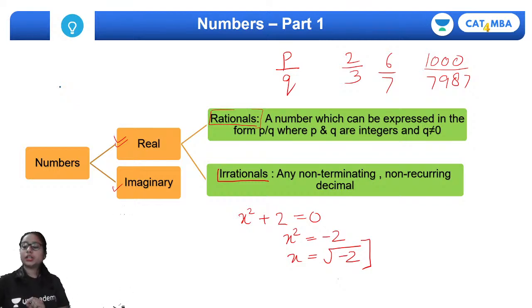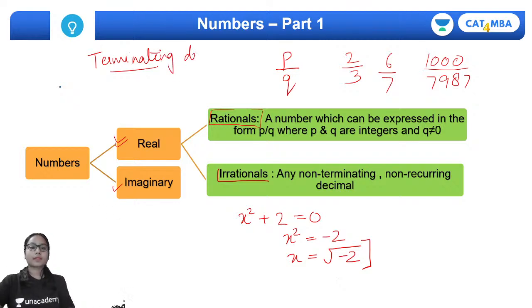What is the meaning of the term terminate? Terminate means to end. So what would be a terminating decimal? A terminating decimal is a decimal which has a fixed number of digits after the decimal point. The digits after the decimal end. For example, 5.789. There are 3 digits after the decimal, so it is a terminating decimal. It is ending.